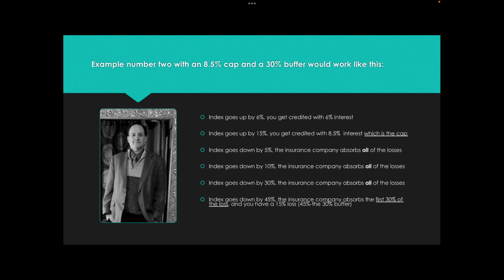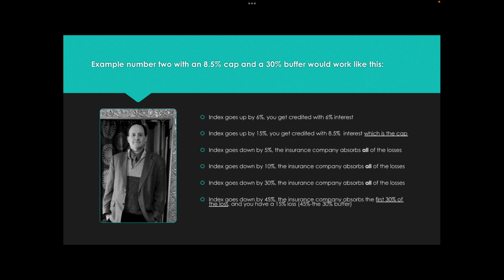Example number 2 with an 8.5% cap and a 30% buffer would work like this. If the index goes up by 6%, you will get credited with 6% interest. If the index goes up by 15%, you will get credited with 8.5% interest, which is the cap.